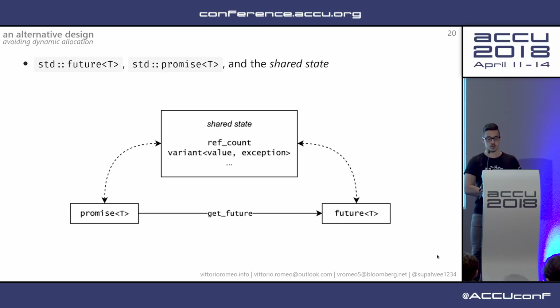So this is an example of how it may work. We have the promise, which is the producer for the value of the future. And then we have the future, which is the abstraction from which you can consume the value produced by the promise. And you usually instantiate a promise, get a future out of it, and then use the future or attach a continuation to the future. But the key point is that both the promise and the future refer to the same shared state that could have some sort of reference count to keep track of whether or not the promise and the future are still alive, and a variant of value or exception to keep track of the result. So there is this indirection and dynamic allocation required to make this model work.